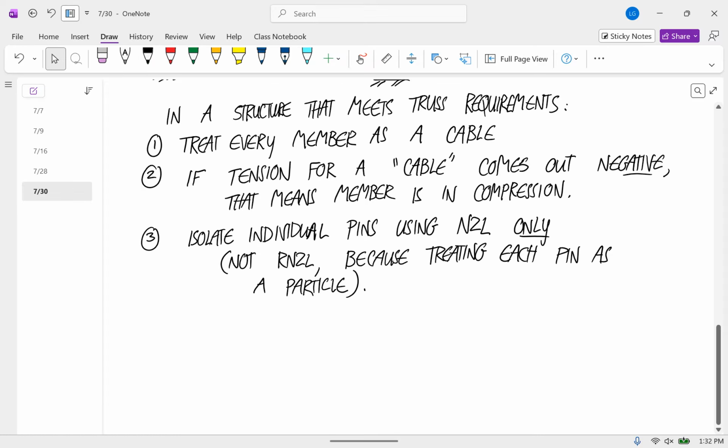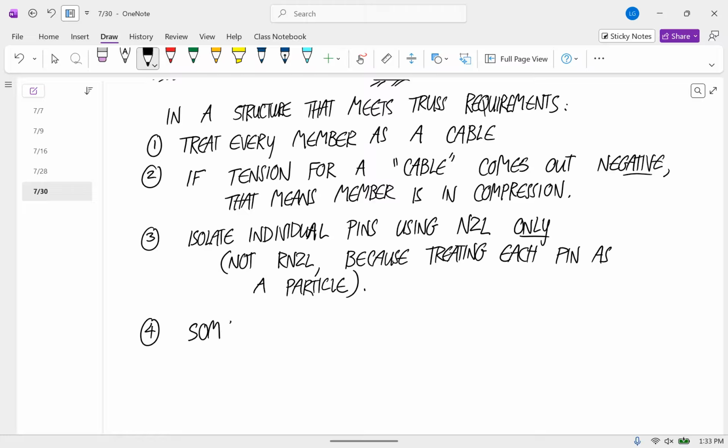Okay, the last thing I want to say here is it'll always work out the number of equations and the number of variables if you isolate every pin in the problem. Sometimes, though, if you're clever, not always, but sometimes you can figure out a way to solve for these tensions, I'm doing air quotes on tensions, cable tensions, in each one of the members without isolating every pin. And I'll show you that in the example.